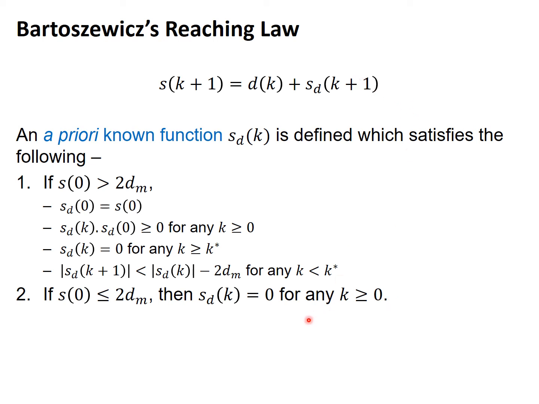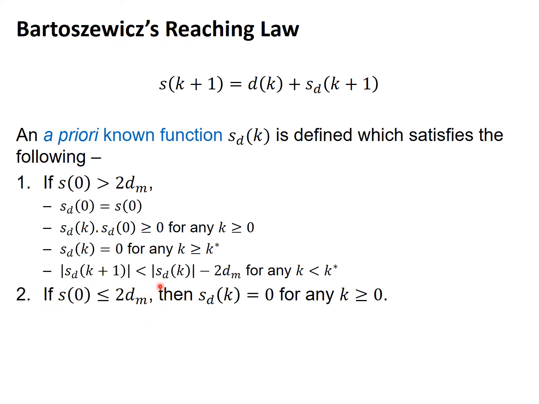So what does this do? This actually brings down your control energy. When your initial condition S0 is quite far away, greater than this value 2dm, then it decreases, and after some time it will become the Utkin's reaching law. It becomes the Utkin's reaching law when we are less than 2dm.